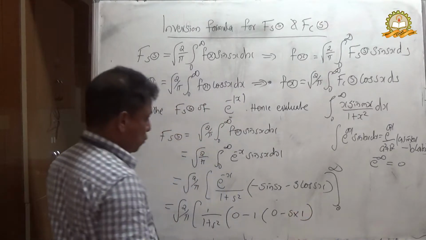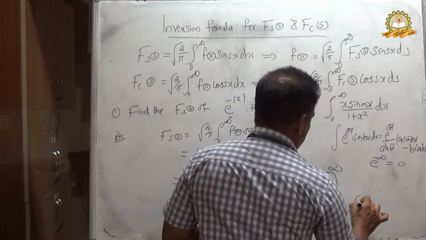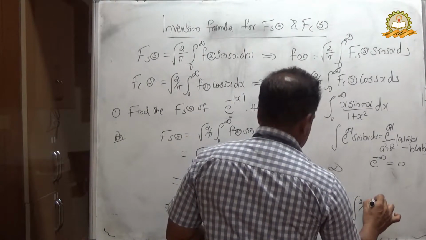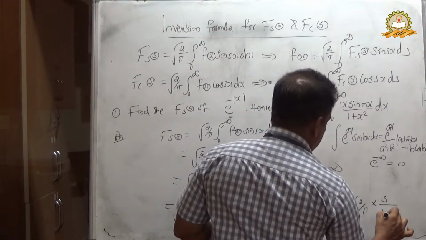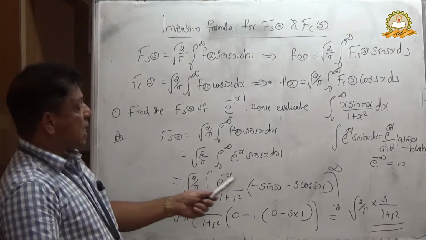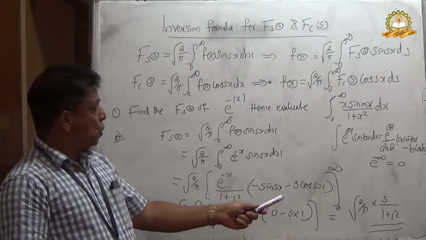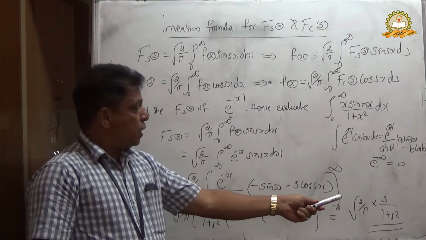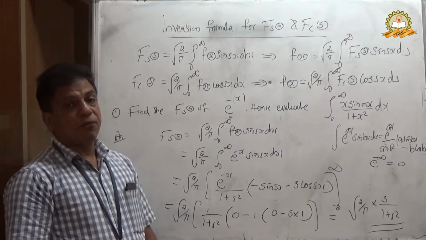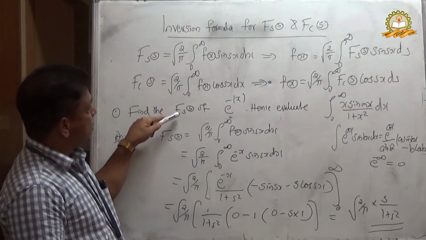Cos 0 is equal to 1. Therefore, when we simplify, we get root of 2 by pi into s by 1 plus s square. This is the Fourier sine transform of the given function. Fourier sine transform of the given function is equal to root of 2 by pi into s by 1 plus s square. Then, the first step is already over.